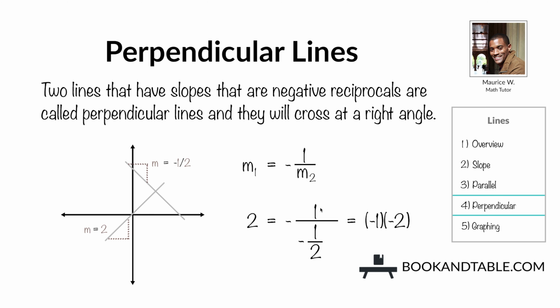If you are dividing the numerator by a fraction, it's the same as multiplying the numerator by the reciprocal. So -1, if you switch the 2 and the 1, you get -2 instead of -1/2. So -1 divided by -1/2 is the same as -1 times -2. So that will give you -2 times -1, which is 2.